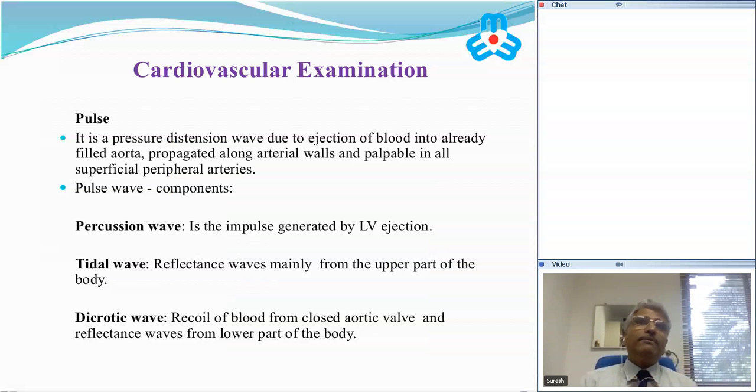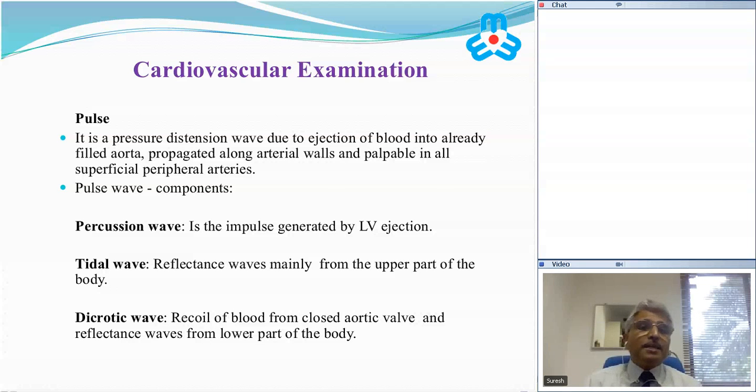So having done these things, having ascertained that the child is comfortable, made a head-to-toe examination, found out whether the child has cyanosis, clubbing or something, taken a note of the abnormal facies if present, then you are going to examine the cardiovascular system of the child. When you do examine the cardiovascular system of the child, you begin with the pulse. The pulse is a pressure distension wave due to the ejection of blood into an already filled aorta, propagated along the arterial walls and palpable in all superficial peripheral arteries.